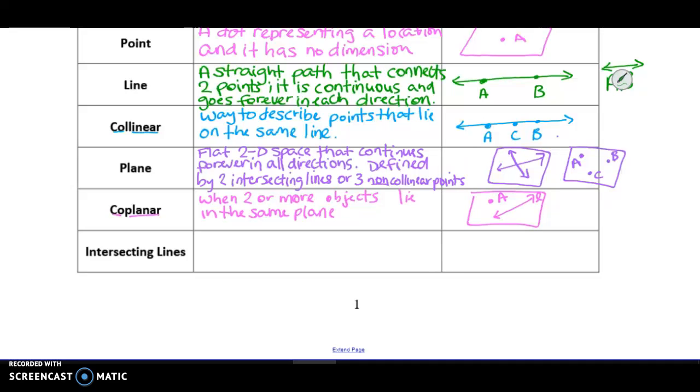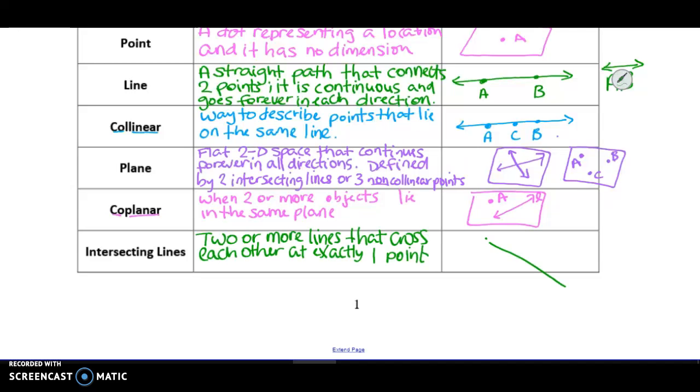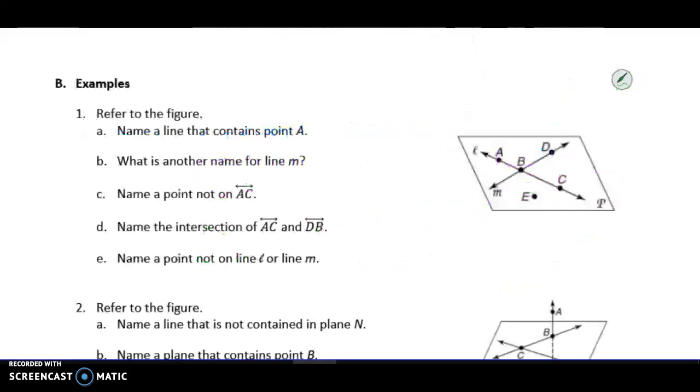Last one, intersecting lines. We already know what these are. Two or more lines that cross each other at exactly one point. So maybe I have line A and line B, and they intersect at point E. So on to our next page.